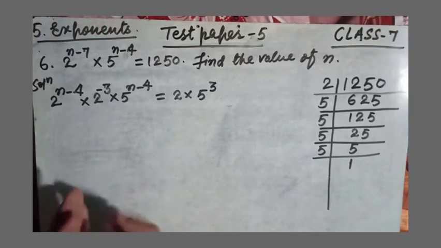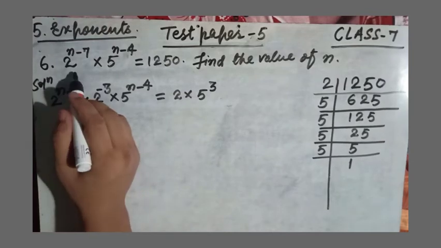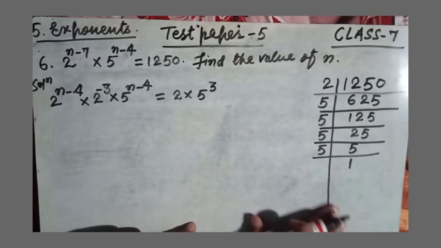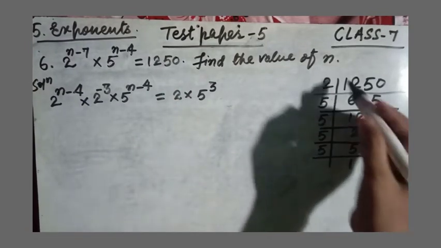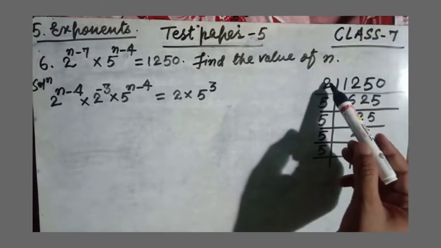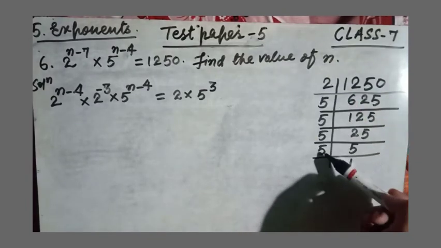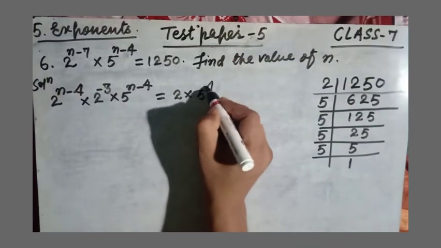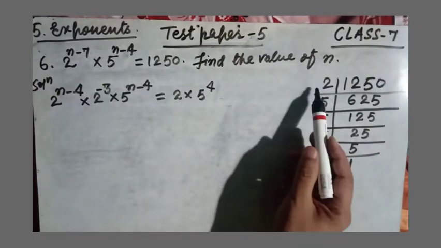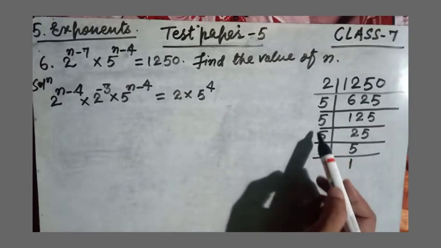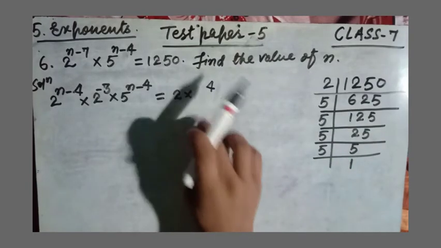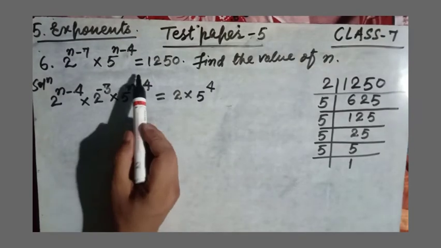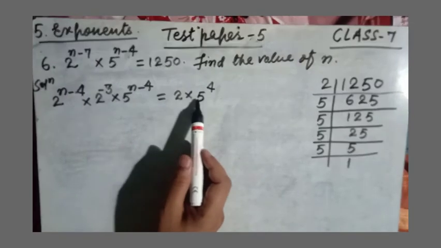First of all, we have to factorize this huge number 1250. Here 2 multiplied by 5 multiplied by 5 multiplied by 5 multiplied by 5. That means how many times? 4 times. Okay, 4 times 5 could be written as 5 raised to the power 4. That means 1250 could be written as 2 multiplied by 5 raised to power 4.